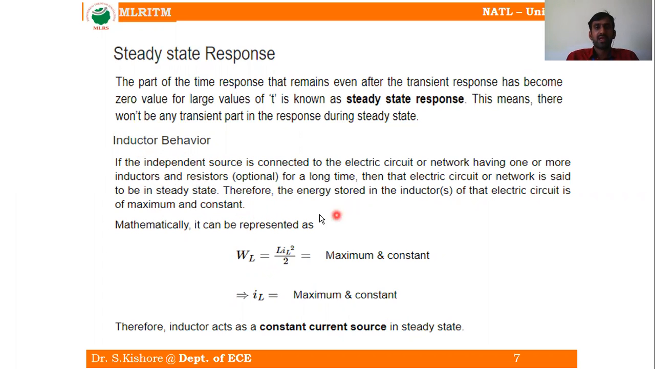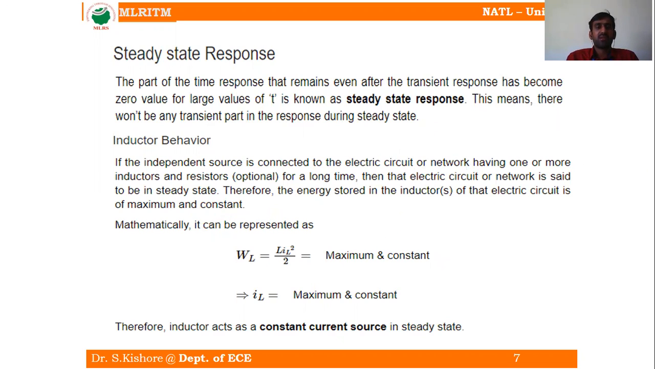So therefore, the energy stored in the inductor of the electric circuit is going to be maximum and constant. Why is it constant over here? Why is it going to be constant? Because it is an independent source. That is the reason why the energy stored in the inductor is going to be maximum and constant, because it is in the steady state.